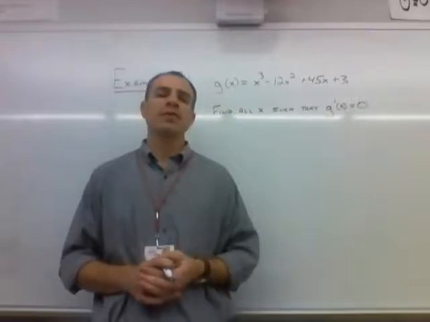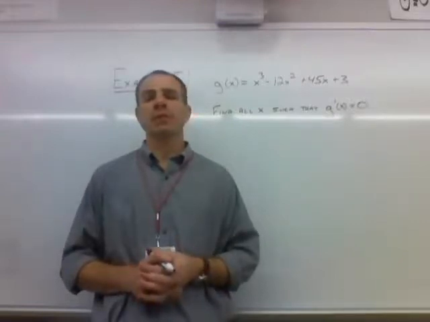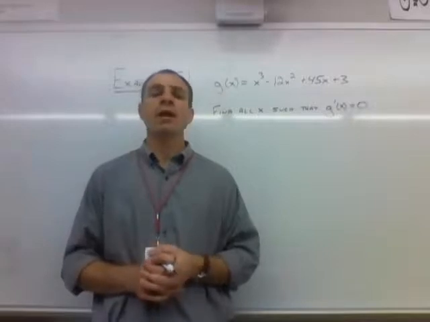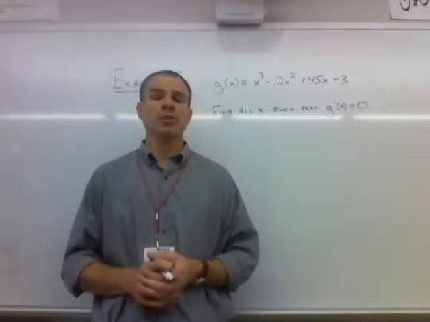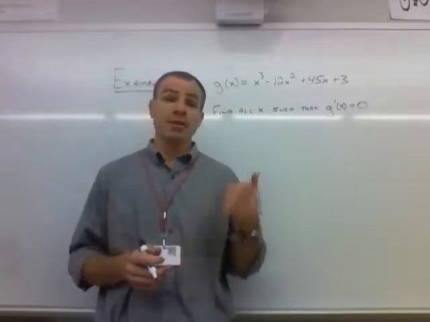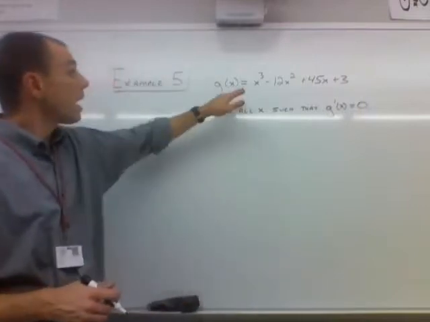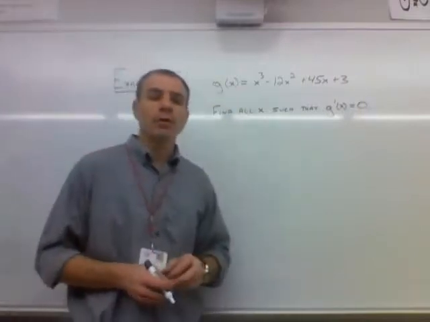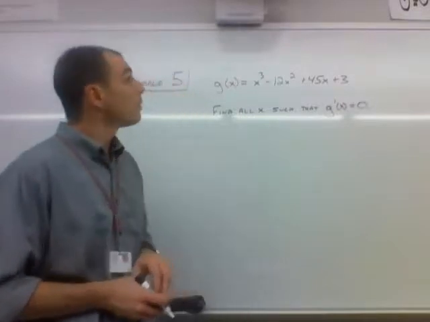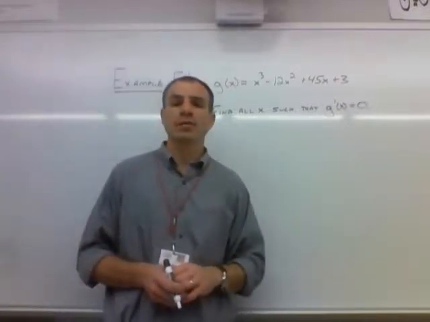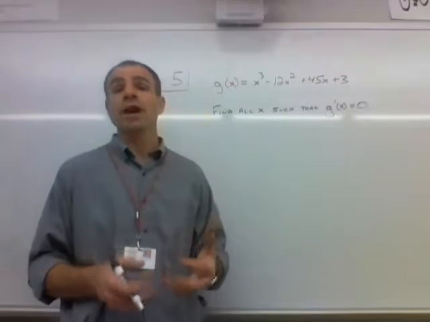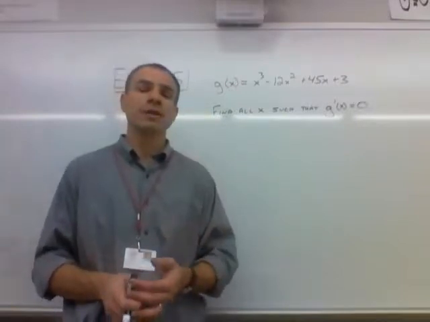As we discuss the derivative more and more, we're going to see that we're going to be quite interested in determining when the derivative of a function is equal to 0. So let's get a start on that now with example number 5. Okay, we have g of x is equal to that polynomial right there, x cubed minus 12x squared plus 45x plus 3. And we're interested in finding what values of x cause the derivative to be equal to 0.